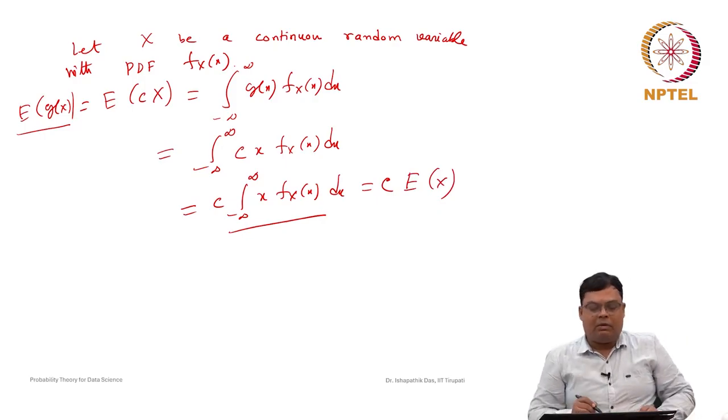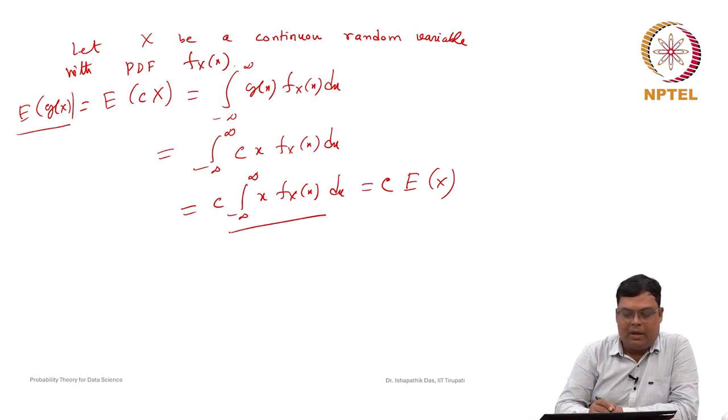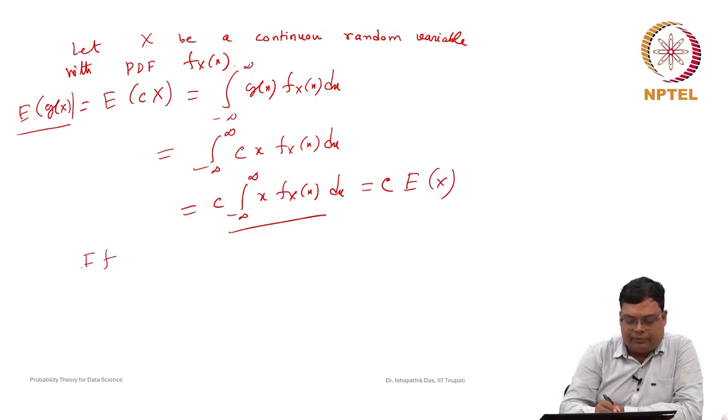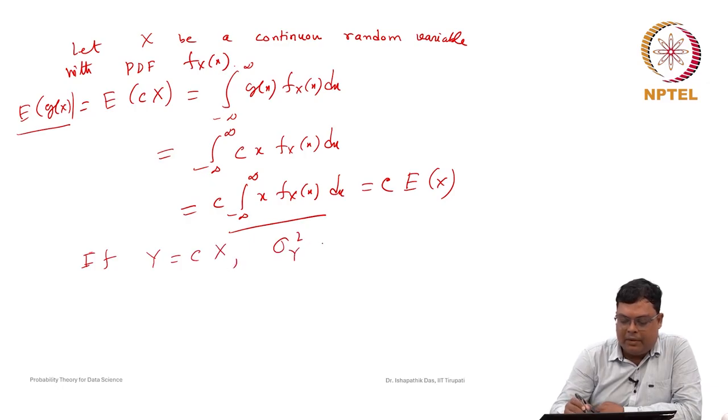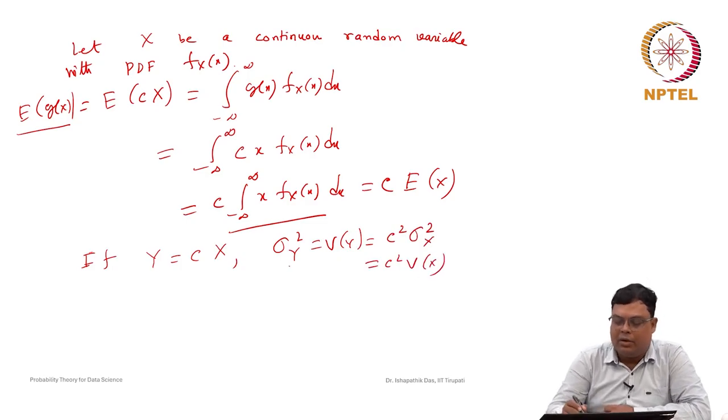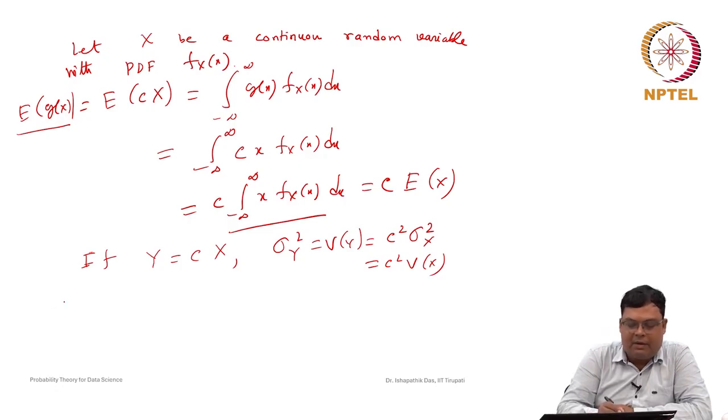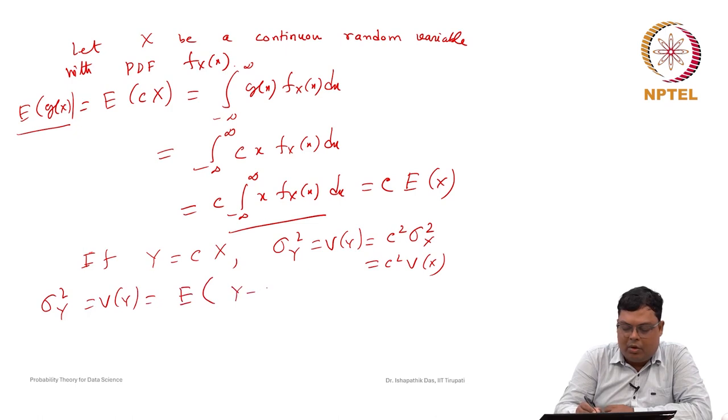Now, what will be the change of variables for variability? Another result is that if Y is equal to cX, then sigma squared Y, that is the variance of Y, will be c squared times sigma squared of X, that is c squared times the variance of X. How to prove that? Let us find the variance of Y. By definition, sigma squared Y is the expected value of (Y minus mu_Y) whole squared. Now if you take Y equal to cX, just now we have shown that mu_Y becomes c times mu_X.